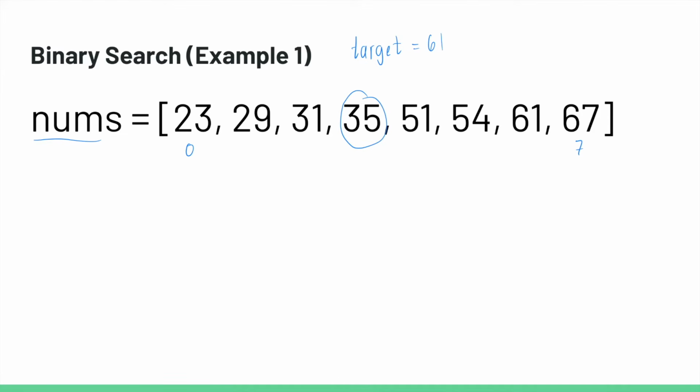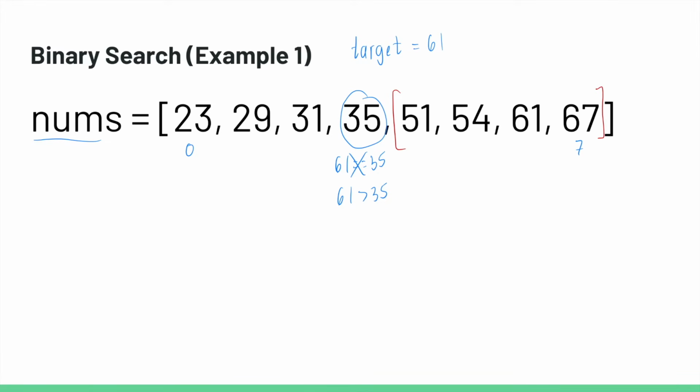Now we're going to basically consider two things here. First, we're going to check whether the target is equal to 35. So is 61 equal to 35? It's obviously not. So we're going to check whether 61 is greater than or less than 35. Now 61 is greater than 35. So we're going to go ahead and focus on the portion of the array that is greater than 35. So that's this portion right here.